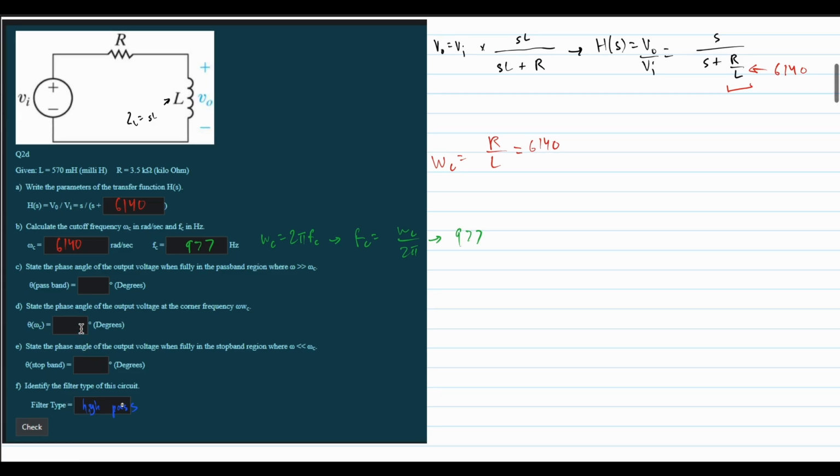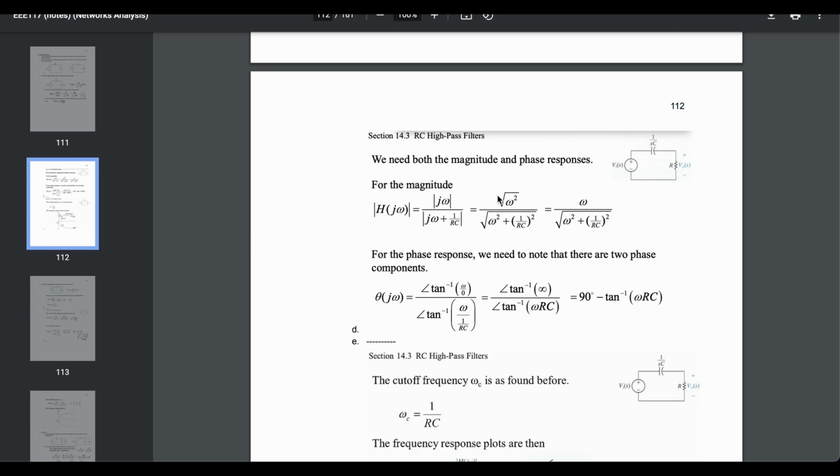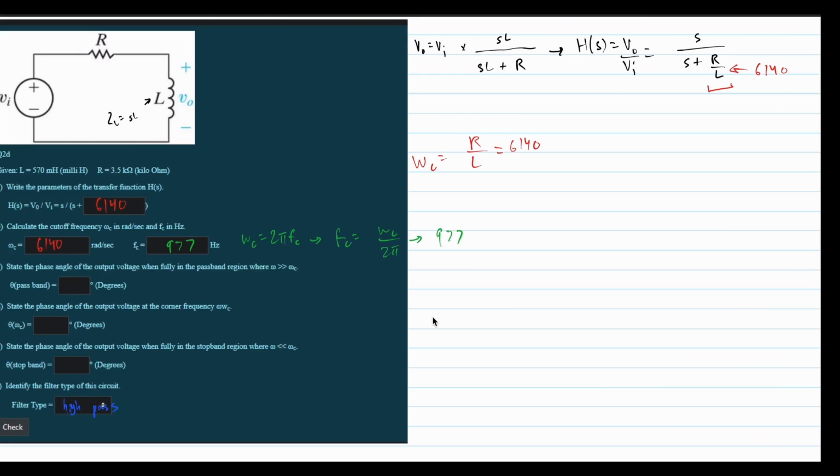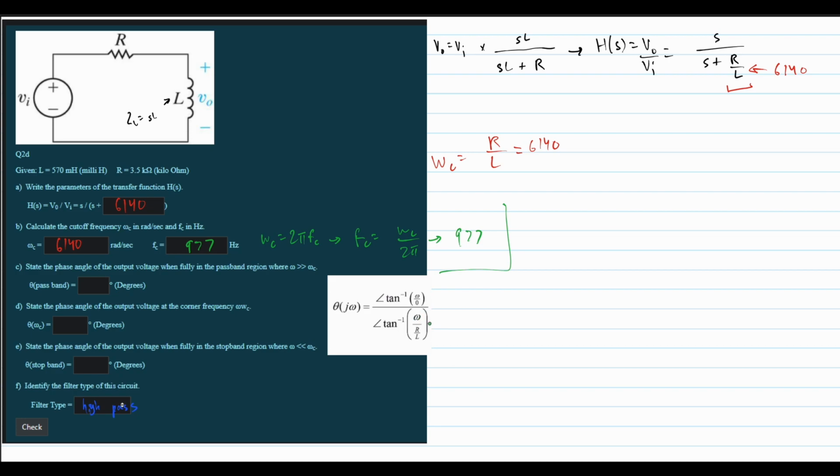Now we need to find the pass band, we need to find the phase angle at the corner frequency, and we need to find the stop band. So looking at the notes, we're actually going to use this equation right here for the phase response. Now I'm just going to copy it and paste it right here. We know we take the denominator angle and subtract it from the numerator angle, and we know that our omega is going to be 6140.